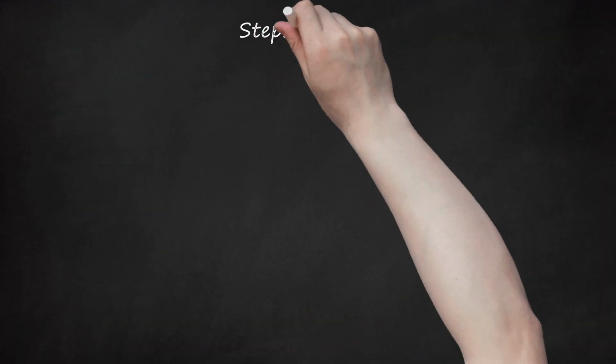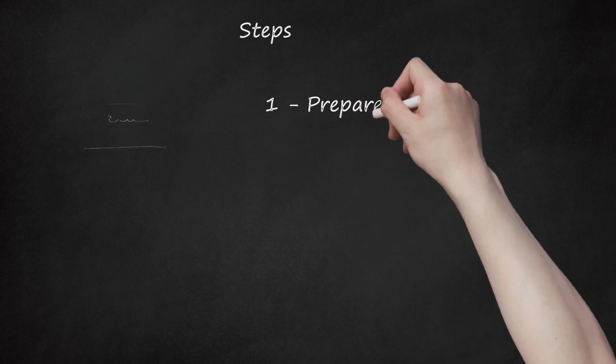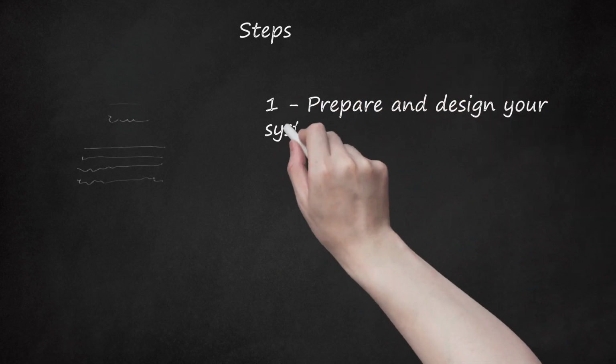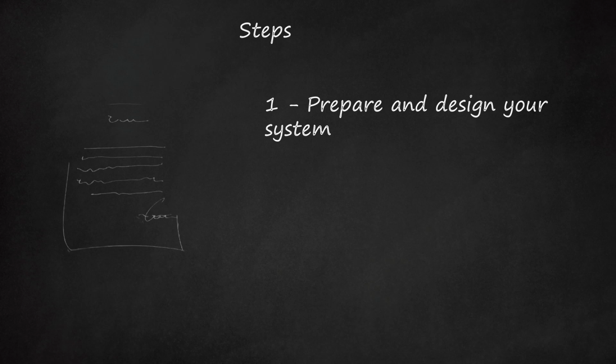Steps. 1. Prepare and design your system. The first step in any septic installation is to perform a site survey and do a percolation, soil, test on the area where the POWTS is going to be installed. The system then can be designed based on the findings of the survey and results of the soil test. After this, the appropriate permits and approvals can be applied for.